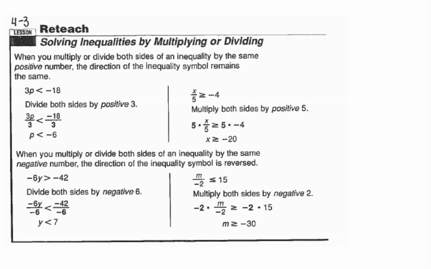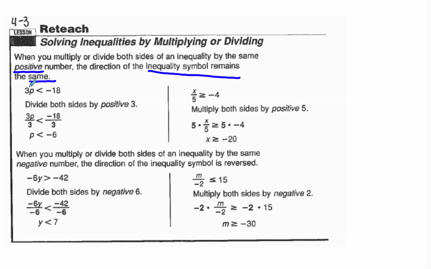So just a quick review of solving inequalities by multiplying or dividing. When you multiply or divide both sides of an inequality by the same positive number, the inequality symbol remains the same. So when we have a positive number, the inequality sign stays the same.